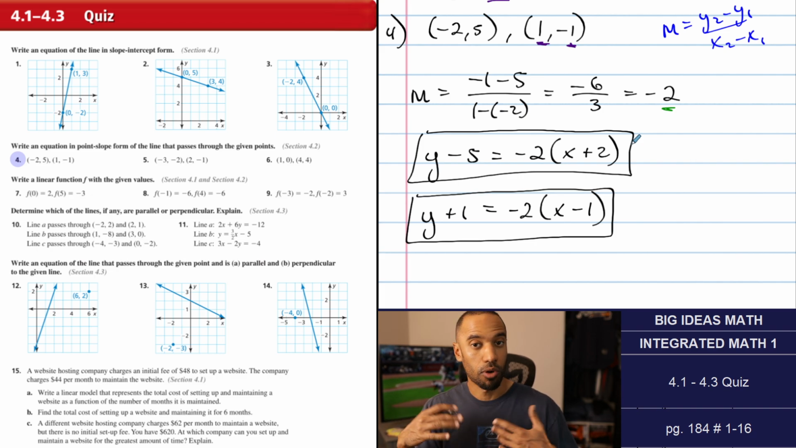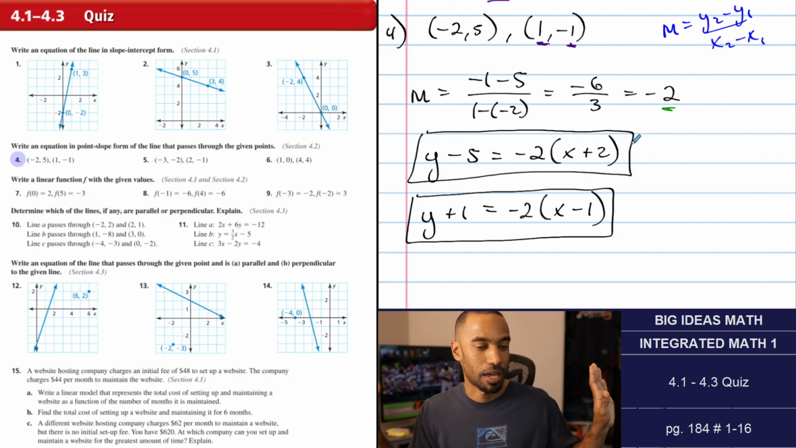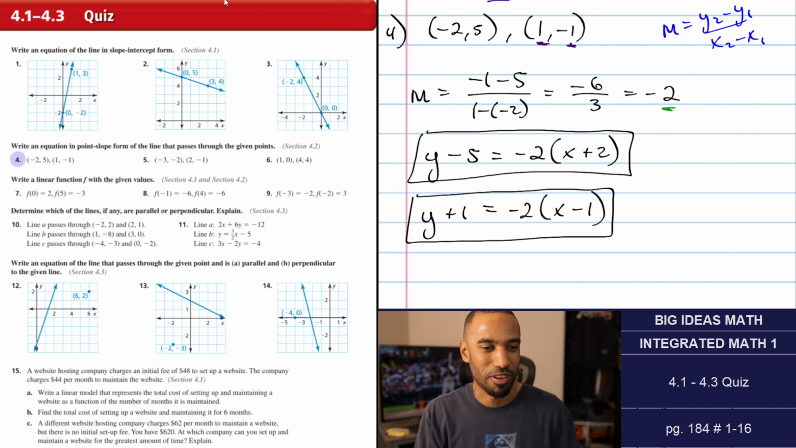These aren't slope-intercept form, it's point-slope form. Note, if I did get these in slope-intercept form, I'd get the exact same value. What is it? I don't know. They didn't ask. I'm not going to do it. I'm moving on to number 5.